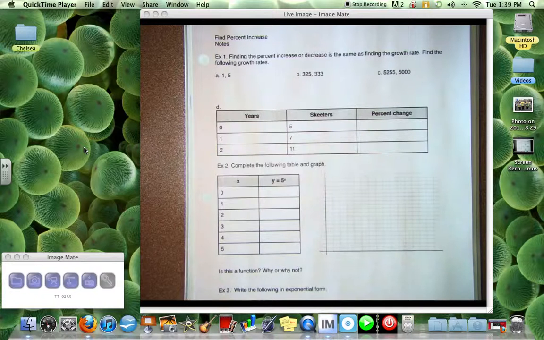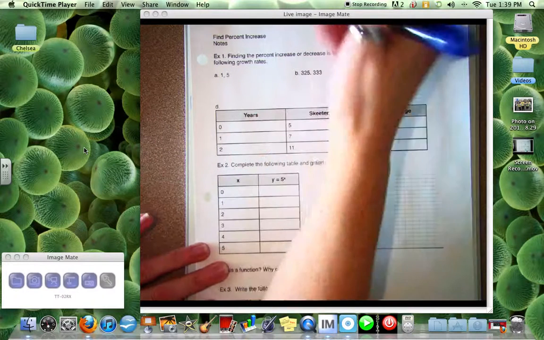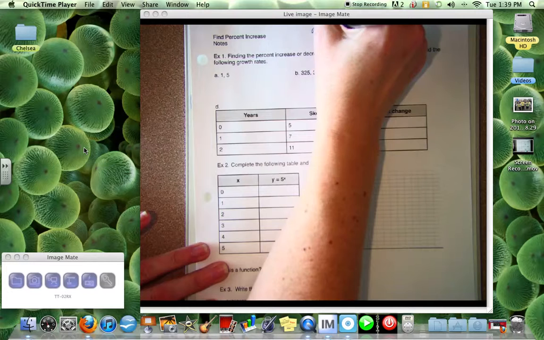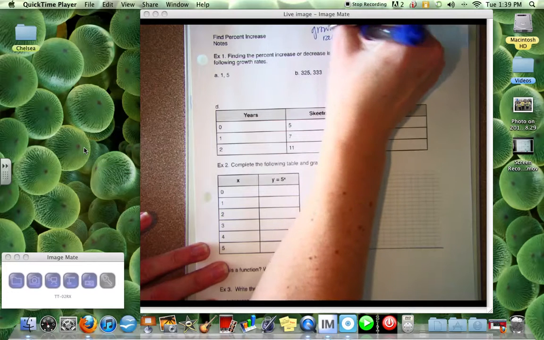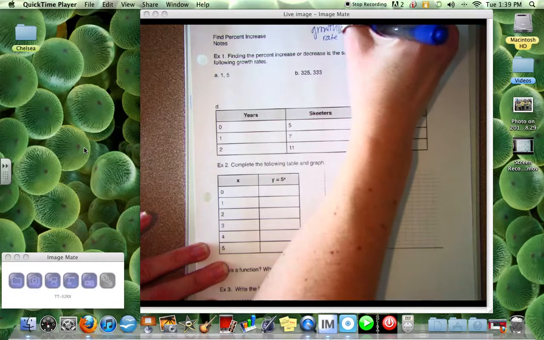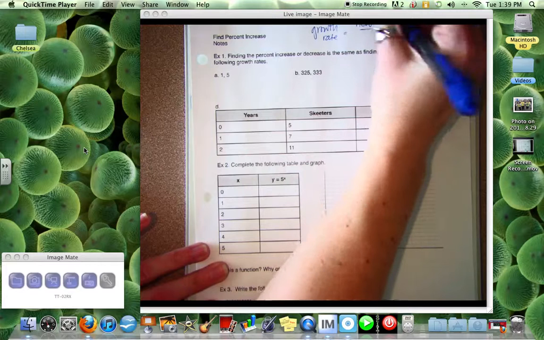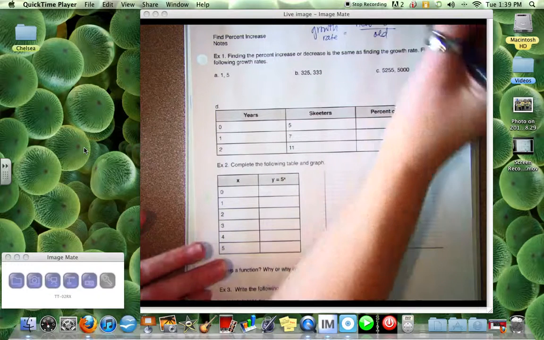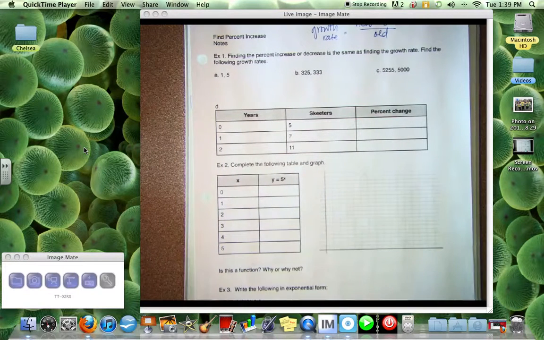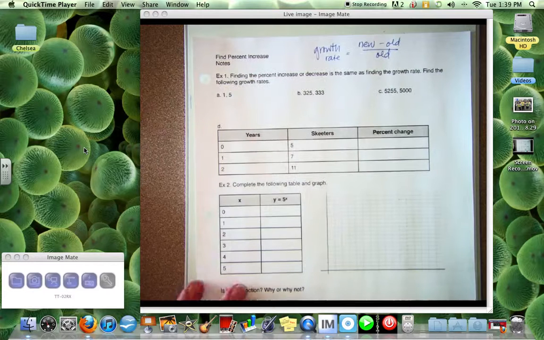So, today we're going to look at finding the percent increase or decrease, which is the same as finding the growth rate. And I believe you guys have looked at this prior to now. Growth rate is equal to a new population minus an old population divided by the old. It's not always populations that we're looking at.